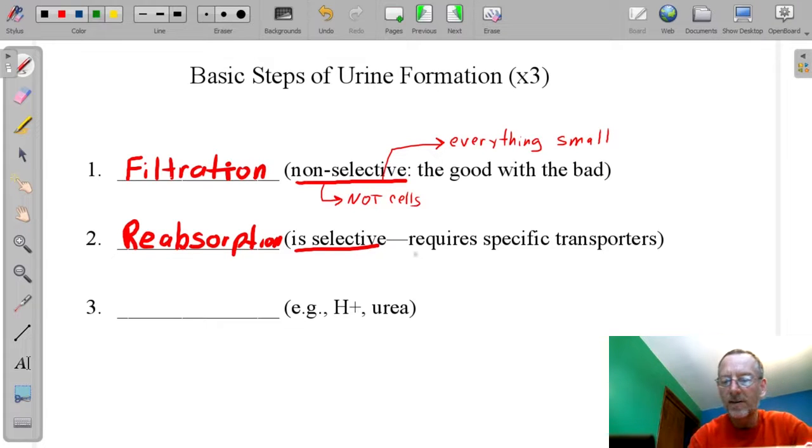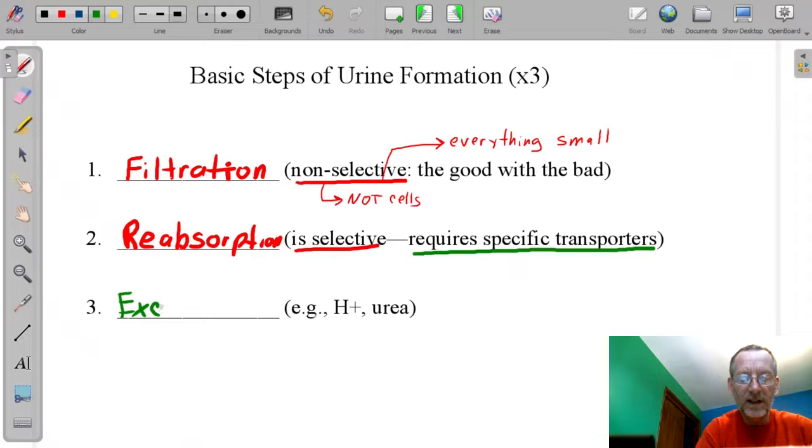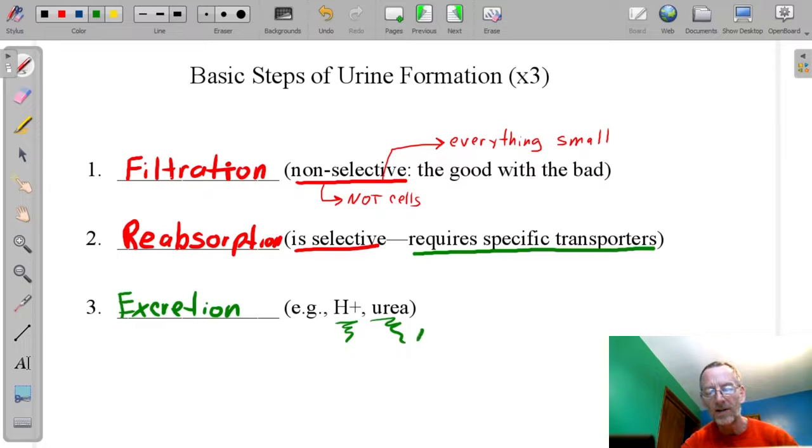And it requires specific transporters to do that. And we have specific transporters for glucose, amino acids, etc. that we'll look at. But we don't have specific transporters for things like antibiotics or other wastes. If you don't have a transporter, it stays in the filtrate and heads to the bladder. And the last step that I don't do a lot with is excretion. No significance for changing pen color, I just had green going. And some examples, we can excrete hydrogen for pH and urea for nitrogen.